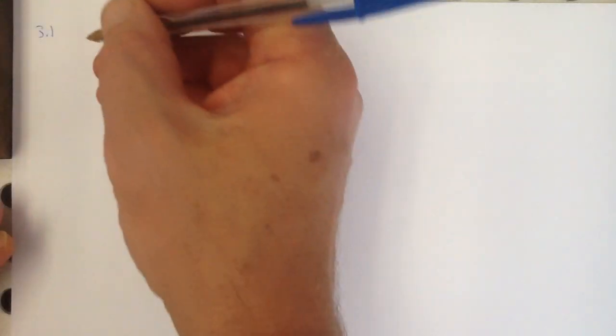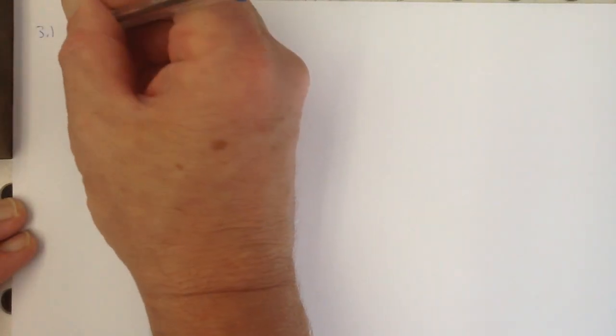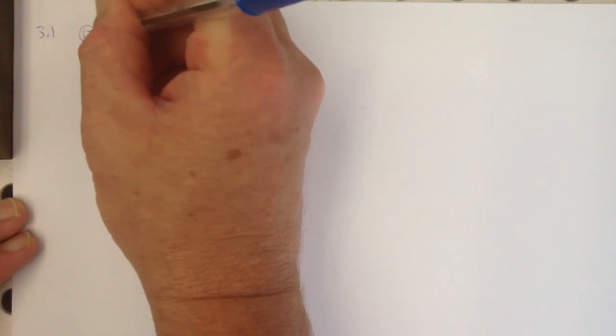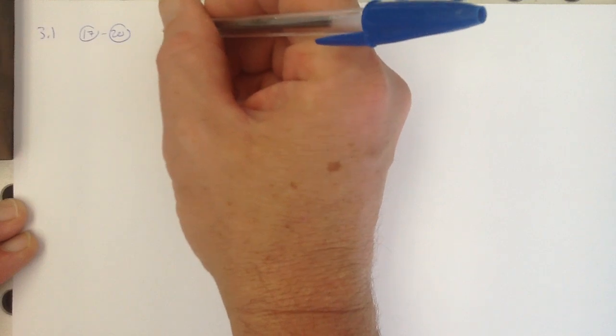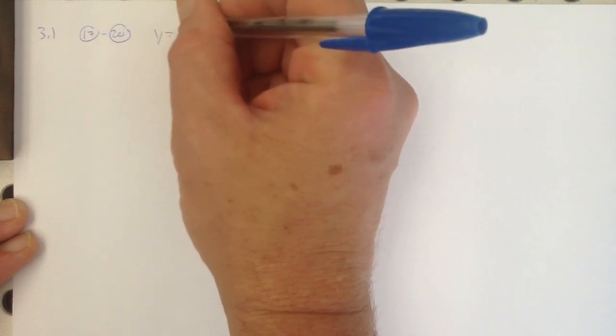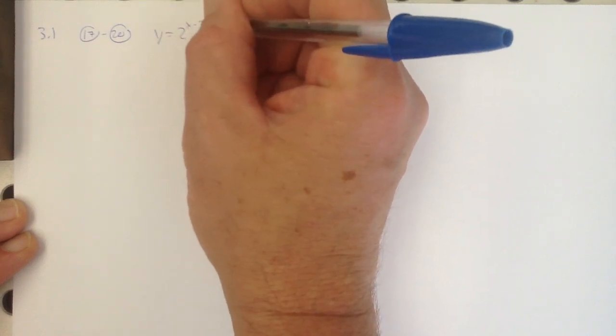Alright, going to do some pre-calculus problems from section 3.1 about exponential functions and their graphs. The first four we have a little matching, exercise 17 through 20, where number 17, we've got the graph of y equals 2 to the x minus 2.